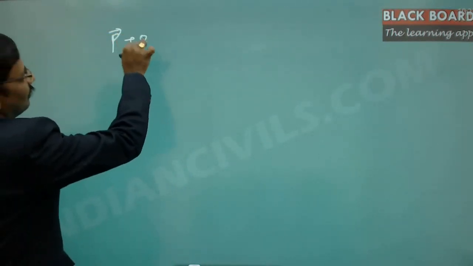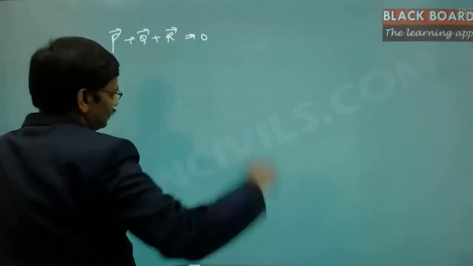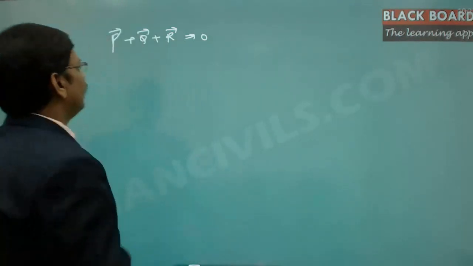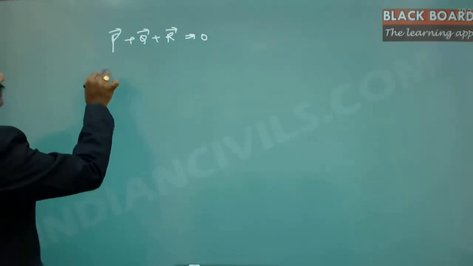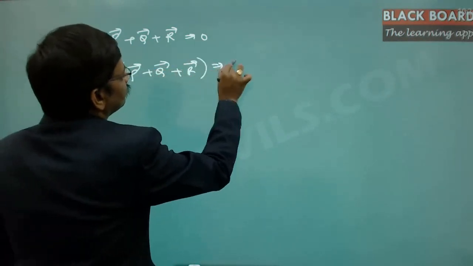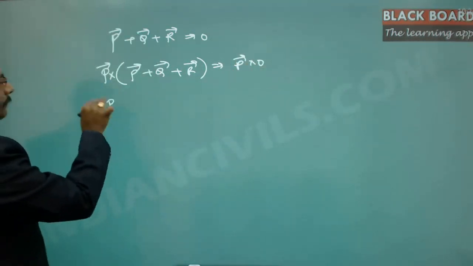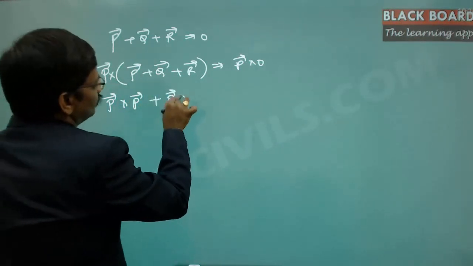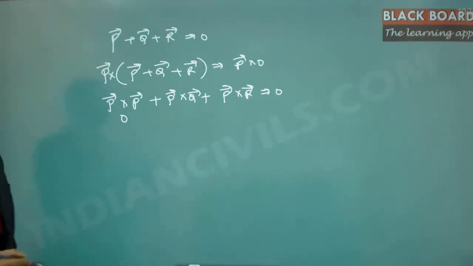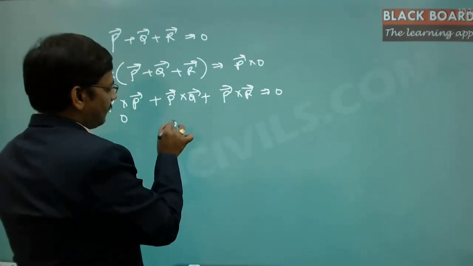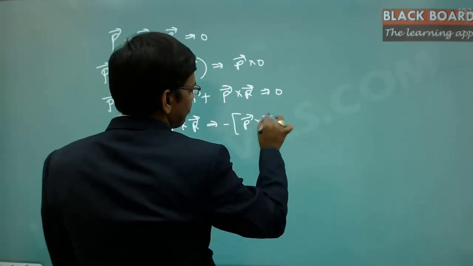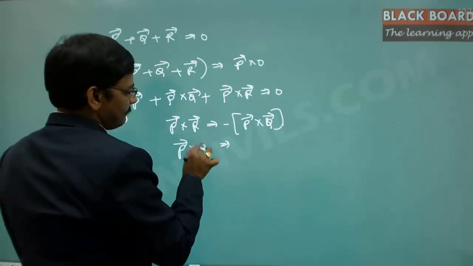If the body is under equilibrium, then P plus Q plus R should be equal to 0. This is the condition for equilibrium. Then if I take the cross product with P, P cross (P plus Q plus R) equals P cross 0. So P cross P plus P cross Q plus P cross R is equal to 0. P cross P is anyway 0 because it is the same vector. Taking the other term to the other side, P cross R is equal to minus P cross Q, which can be written as P cross R equals Q cross P.